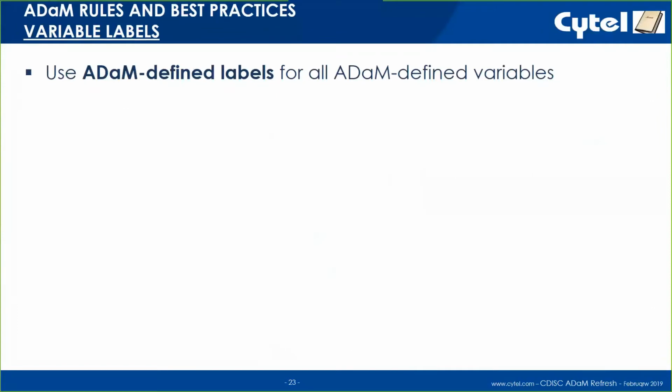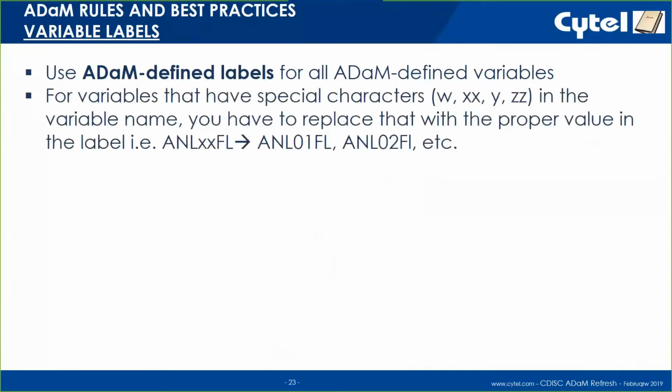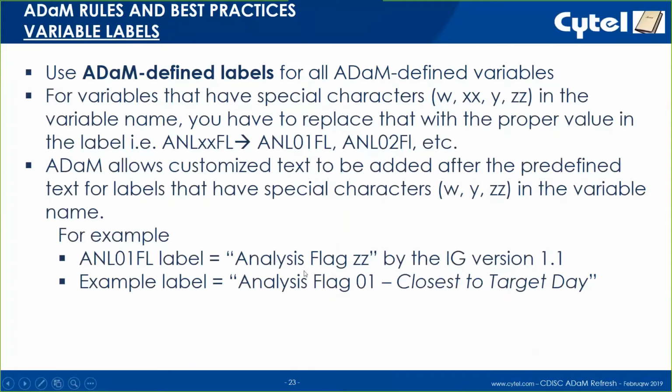Okay, so also for ADaM, if a variable is standard, use the standard label. If you open the implementation guidance, there are some variables that are named using special characters like Y, W, XX, and so on. This means that you can create several variables with the same name, and XX or W, Y, and Z have to be replaced by a number. Like for example, here for the analysis flag, you may have in your dataset several analysis flags, so you assign a number to each of the analysis flags. And the same in the label, so you have to replace here ZZ with 01.